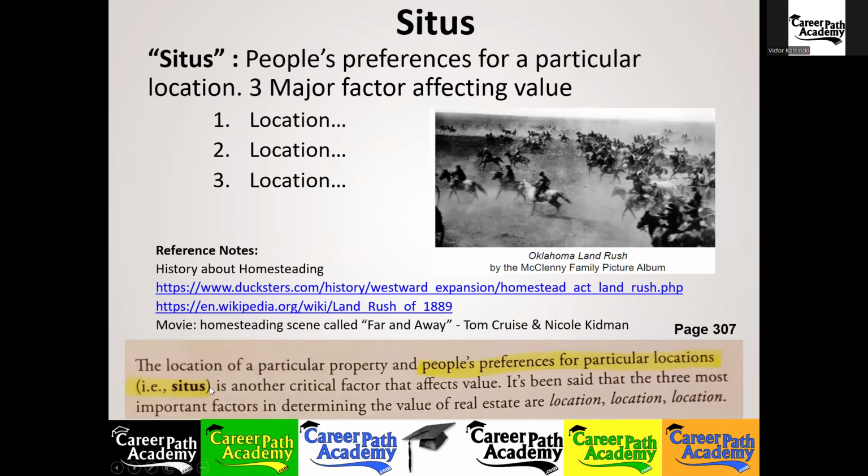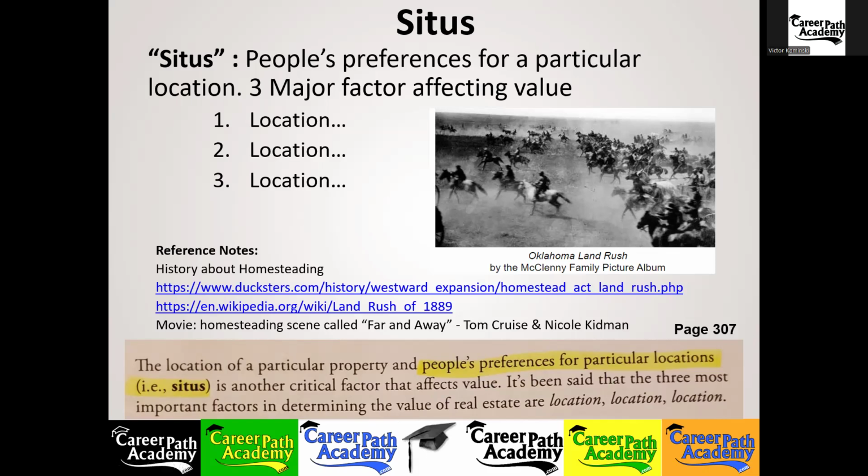Situs. Or I like to pronounce it situs, because once we find that perfect location we want to build our home on and live at, we say we're going to sit us right here. Even though it's pronounced situs, situs helps me remember what it is. People's preference for location.